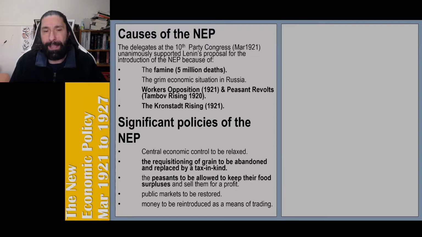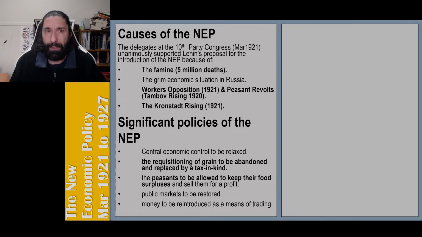When they paid that tax, and the tax was paid in grain, they could then hold on to whatever grain they had produced above that tax. So the peasants were allowed to keep their food surpluses, and then they could sell this grain for a profit. Public markets were to be restored, and money was reintroduced as a means of trading. All of these policies, we will see, were successful, but they did lead to a re-emergence of capitalism within Russia, and a number of Bolshevik leaders were not happy about this.